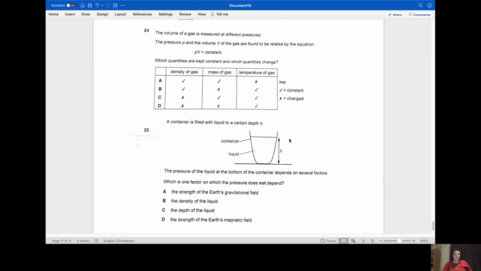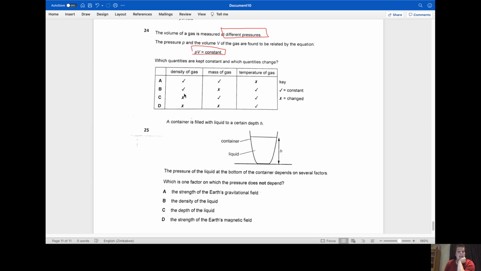Okay, 24 is also really tricky. So we have the volume of a gas and it's being measured at different pressures. Okay, so our pressure is changing, it's either going to be going up or down. The pressure and the volume of the gas are found to be related by this equation: pressure times volume equals a constant. Okay, so which quantities are kept constant and which quantities are changed?